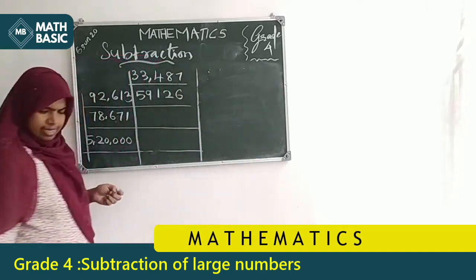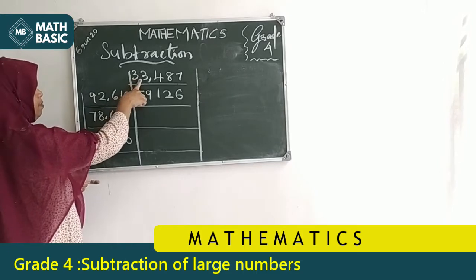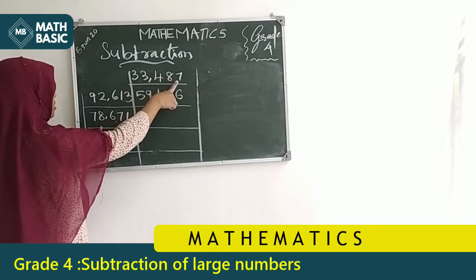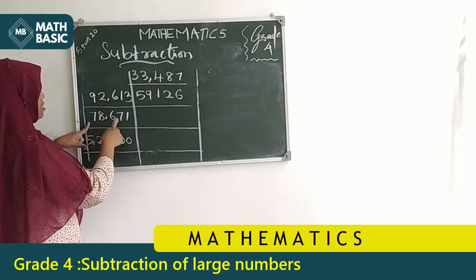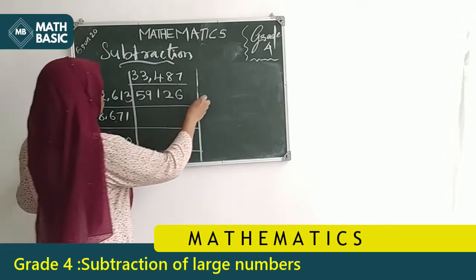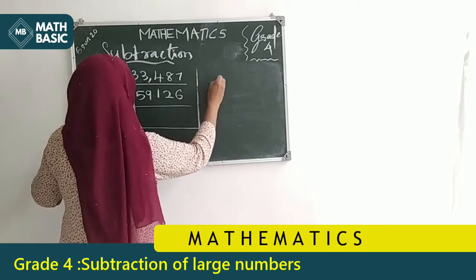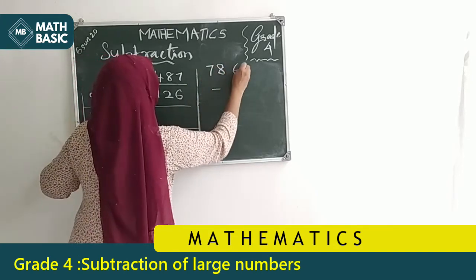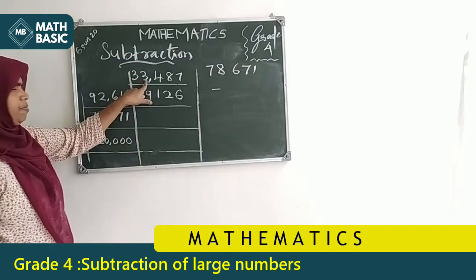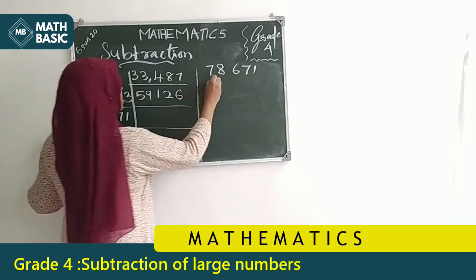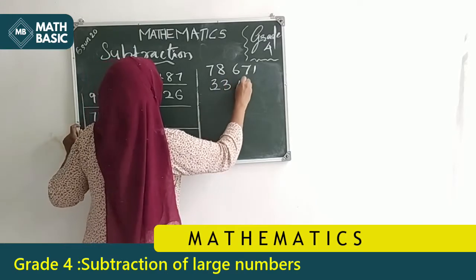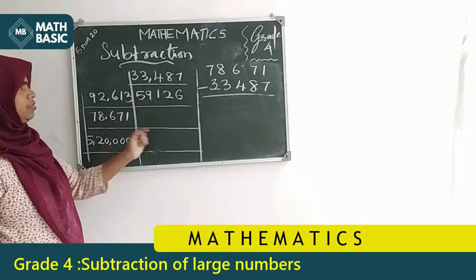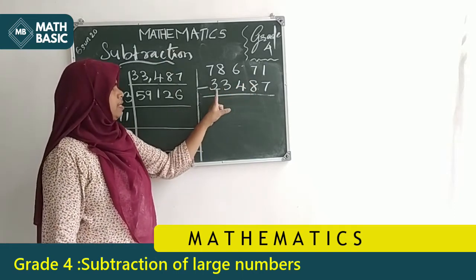Okay, next question. Next, 33,487, subtract from which number? From 78,671. This is the top number. See, 33,487. Okay. See here, the ones places are here.